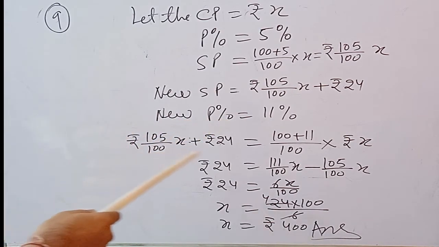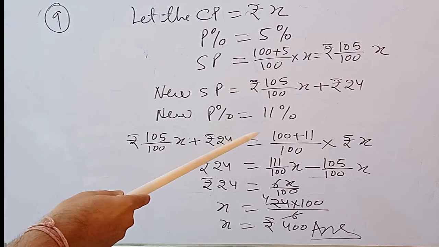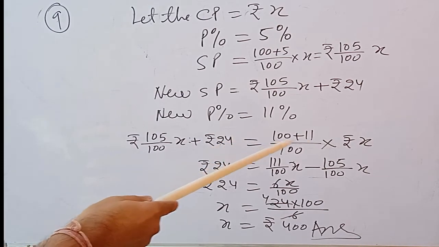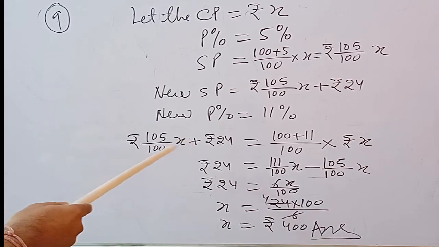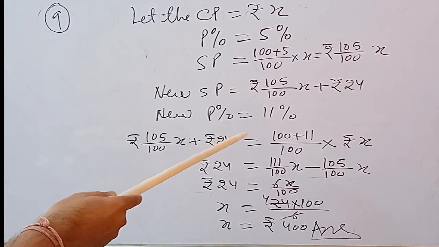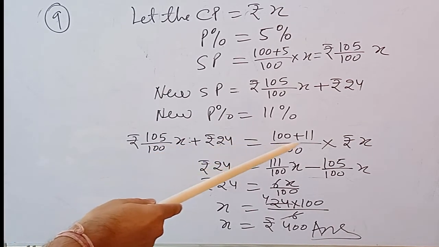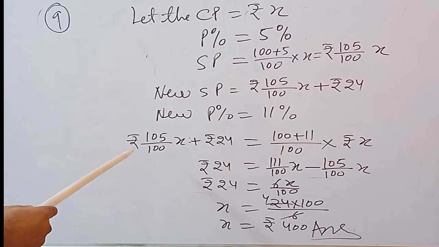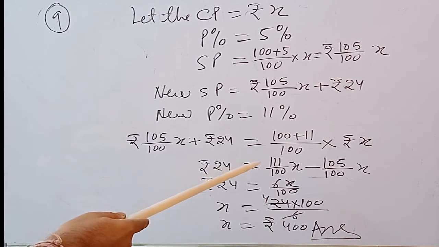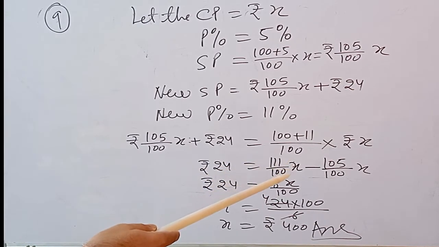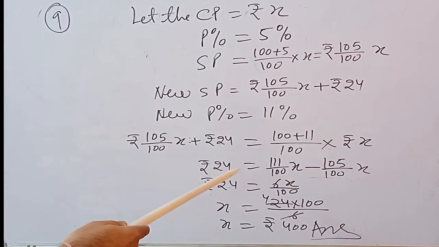So now put the value in the formula. Selling price equal to 100 plus profit percent upon 100 into CP, that is rupees 105 upon 100 X plus rupees 24 equal to 100 plus 11 upon 100 into rupees X. So we will take the like terms on the right side. So rupees 24 equal to 111 X upon 100 minus 105 upon 100 X. Solving this, we will get 6X upon 100 equal to rupees 24.